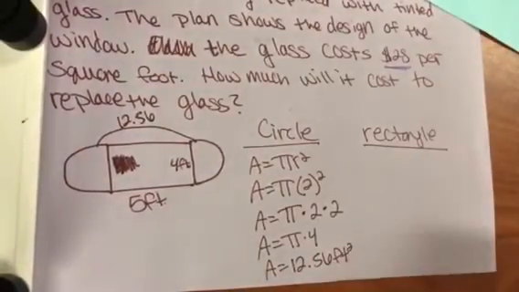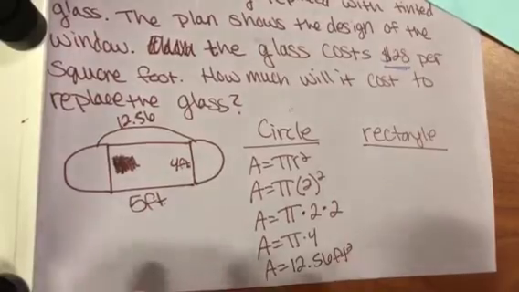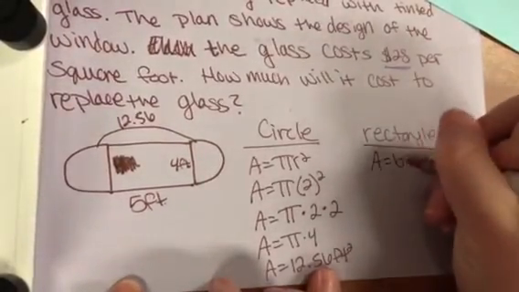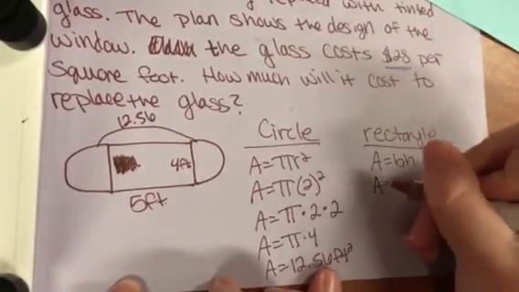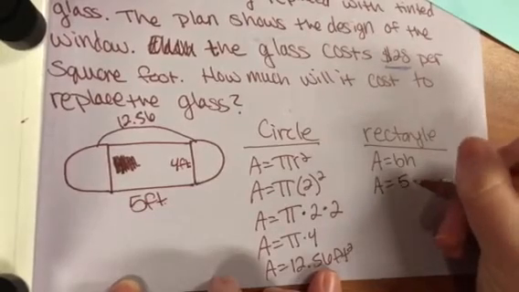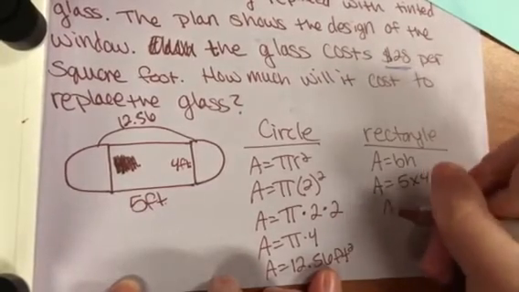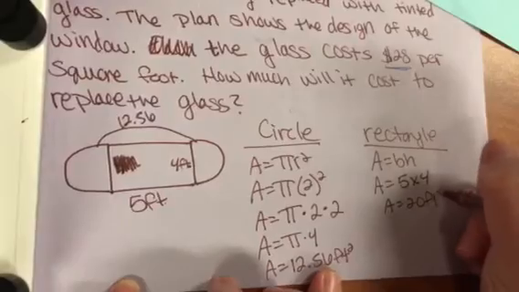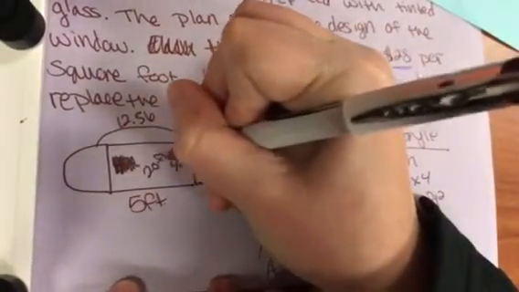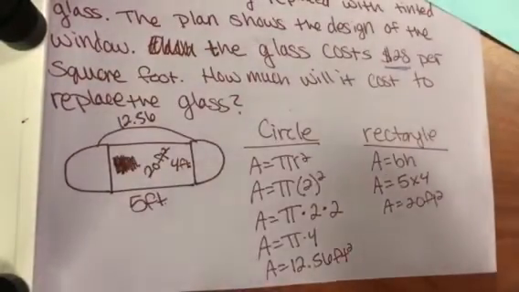Now the rectangle. What's the formula to find the area of a rectangle? Area equals base times height. What is my base? 5. And what's my height? 4. So area equals 20 feet squared. And what's my total? 32.56.